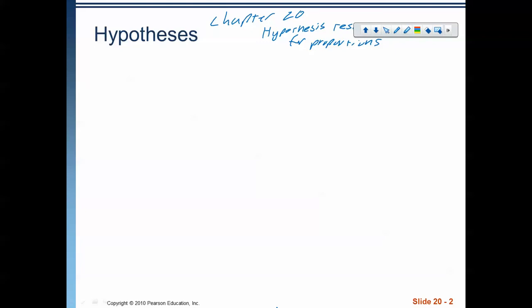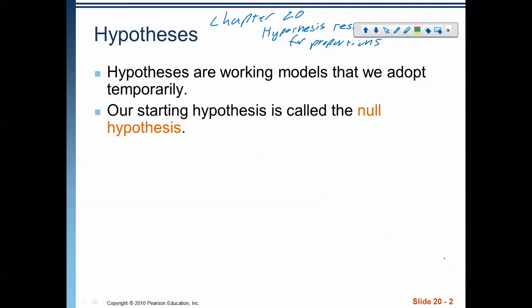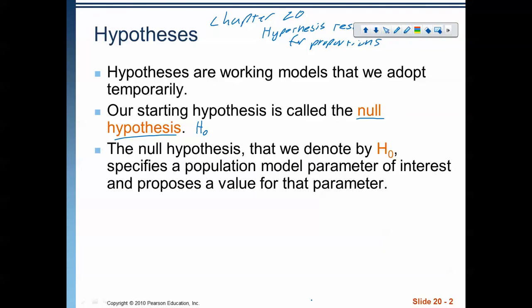Let's start from the beginning and talk about hypothesis. A hypothesis is a working model that we adopt temporarily. We start by looking at a hypothesis to see if it's a model that makes sense. This starting hypothesis is called the null hypothesis, and we usually denote that as H sub 0, which I of course wrote right there also. The null hypothesis specifies a population model parameter of interest and proposes a value for that model.